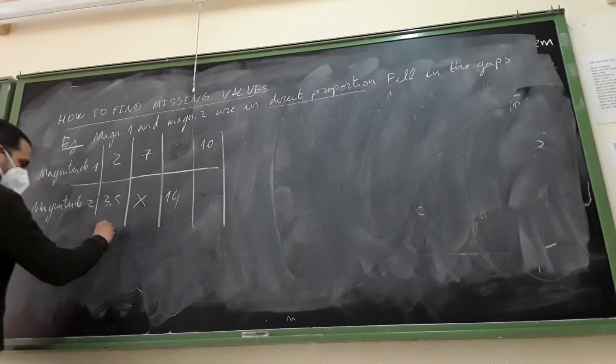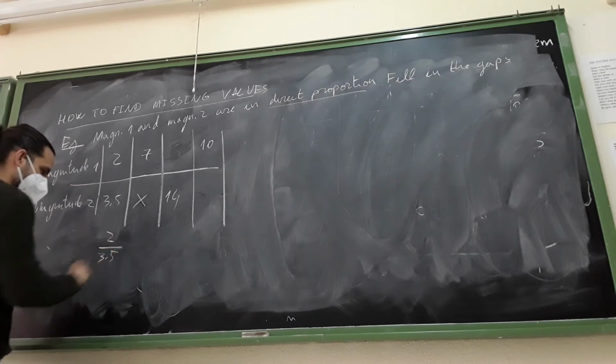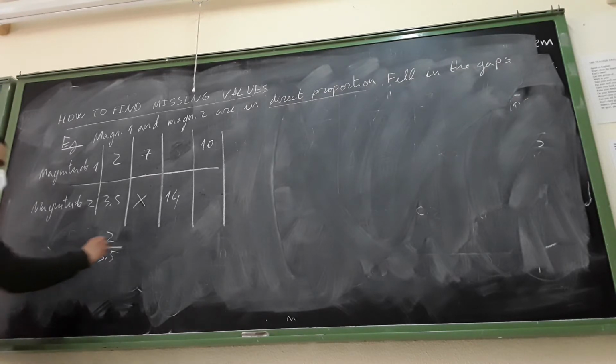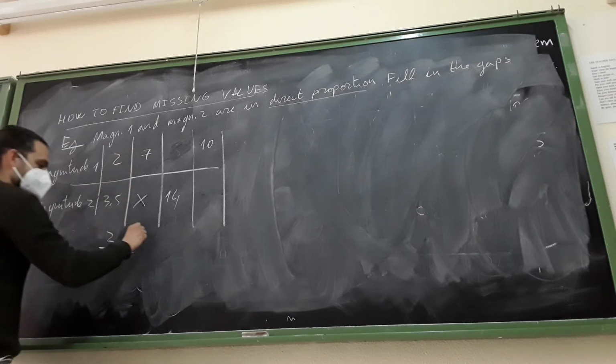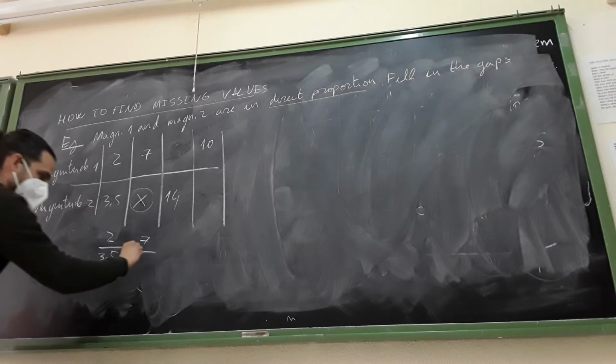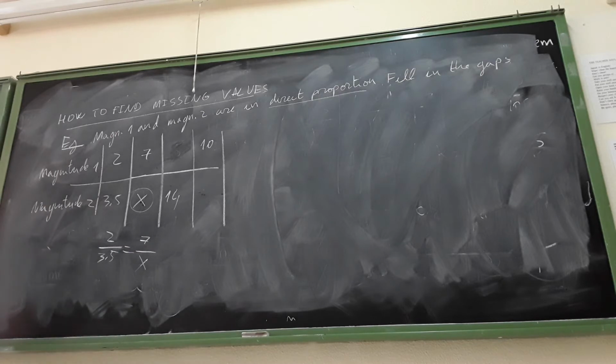2 over 3.5. Fijaos que aquí digo over. ¿Por qué digo over en este caso? Si es 3,5 el denominador. 2 over 3.5. Porque es un decimal. No puedo decir 3,5 avos, ¿no? 2 sobre 3,5 equals 7 over X. Okay, and we have to find the missing term.